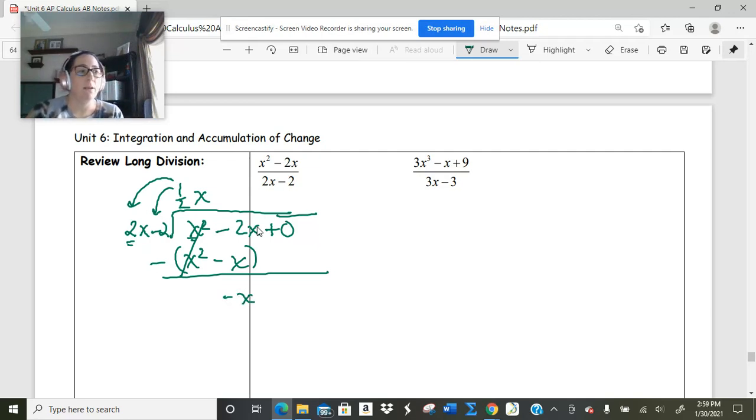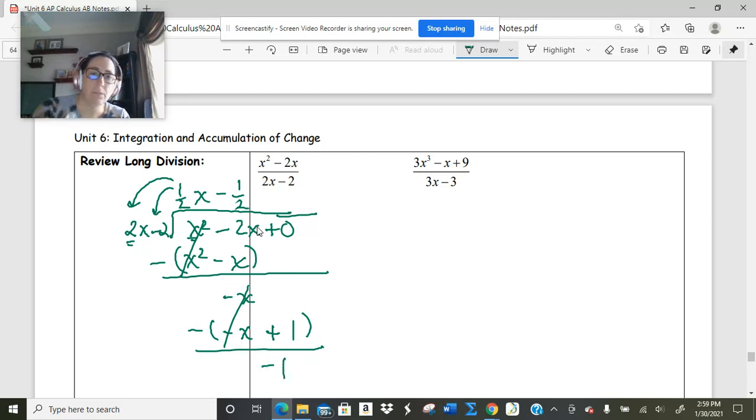Okay? So then I have to say, what do I need to multiply 2x by to get negative x? Well, now I have to multiply it just by a negative 1/2. I'm going to distribute to both. So that would be a negative x plus 1, and then subtract. So those guys cancel, and I'm left with negative 1. So I'm going to put plus a negative 1 over what that denominator is.